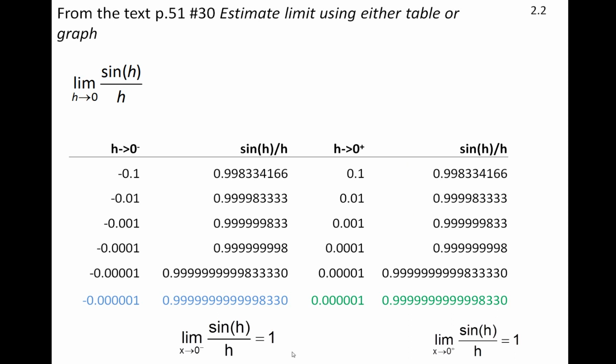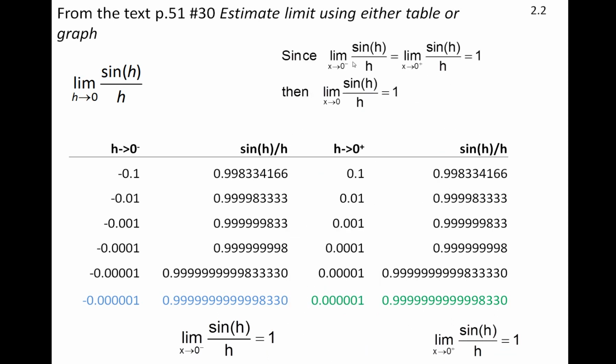So we would conclude the limit as h approaches 0 from above of sine h over h is 1 as well. So since the lower limit of the function is 1 and the upper limit of this function is 1, both of these limits exist and they're equal, then the limit as h goes to 0, I wrote x here, sorry about that, pretend it says h, of sine h over h is 1.